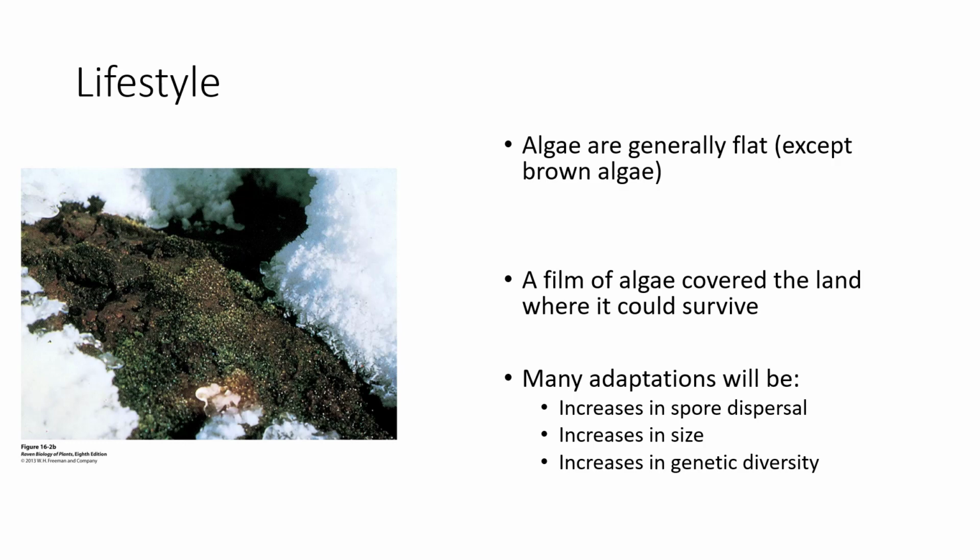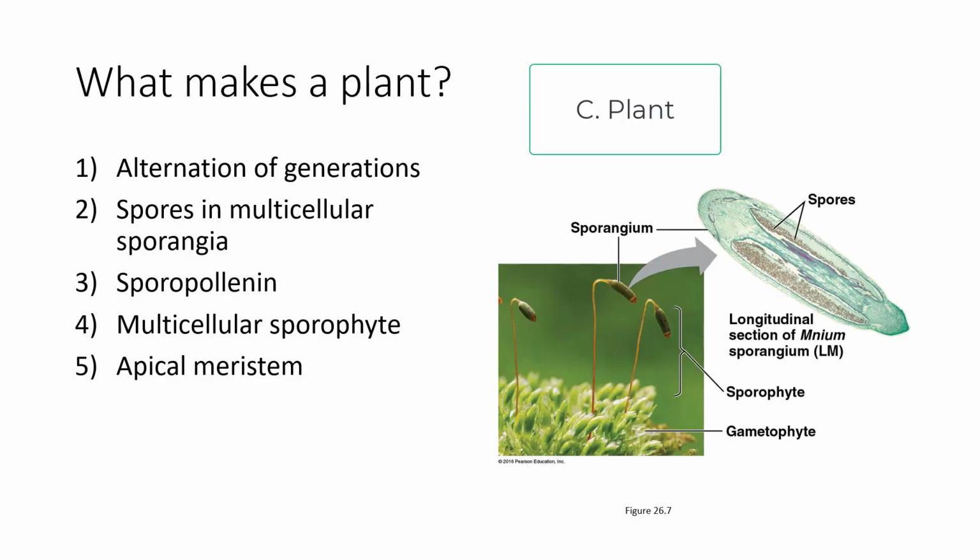So algae evolved the ability to make its spores survive and disperse better, and those are going to be plant-based characteristics. Anything that makes plants bigger is going to be adaptive because that's going to give them more access to the sun. And anything that increases genetic diversity is, as always, going to increase the rate of evolution. So what's a plant? Easy question, hard definition.